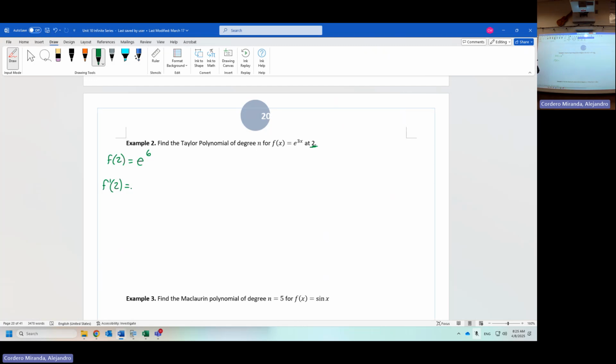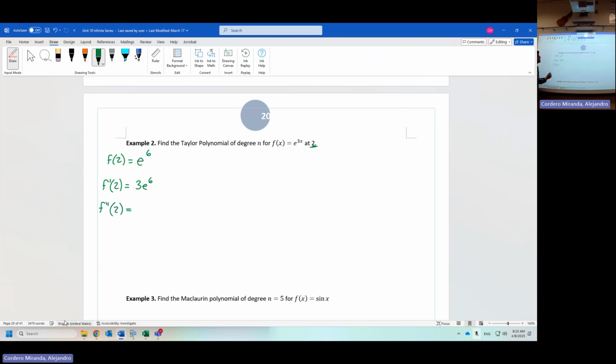The 3 to the 6, what, okay, yeah, because this is a chain rule. E to the 3x is the derivative of the e part times the derivative of the inside, which is 3. So 3e to the 3x, and plug in 2 to get 3e to the 6. Cool. Okay, and now we'll speed up a little bit.